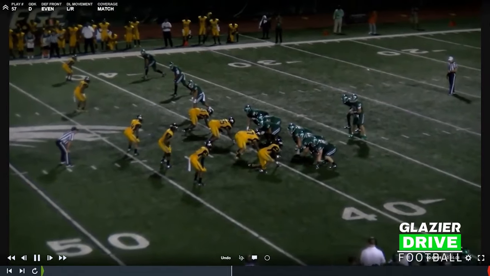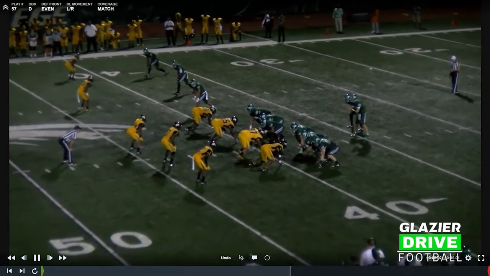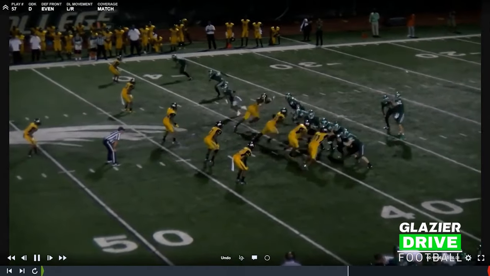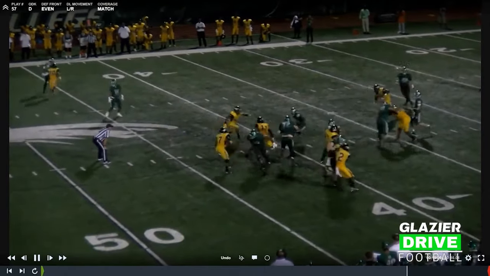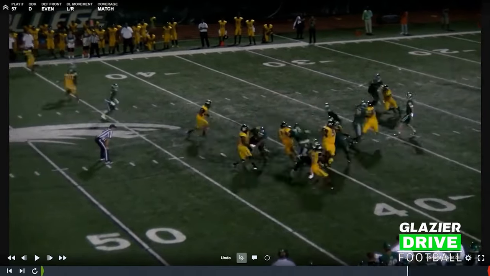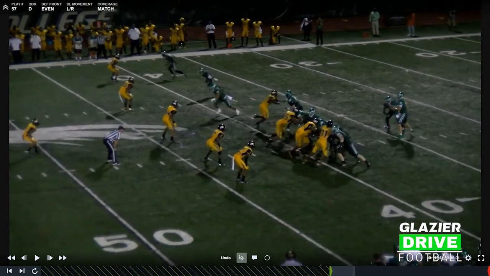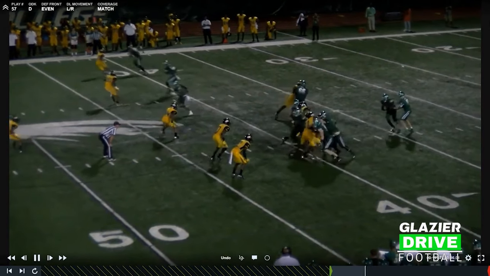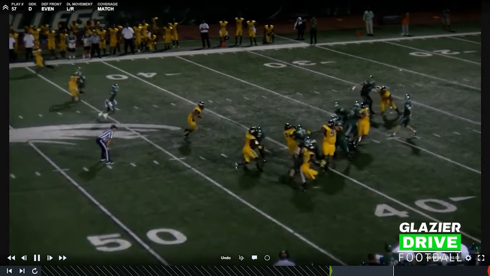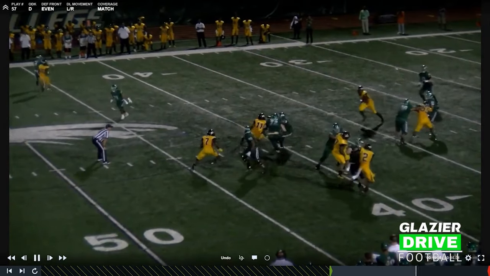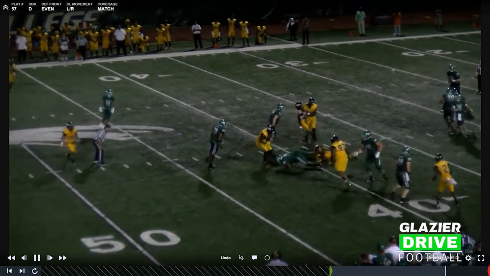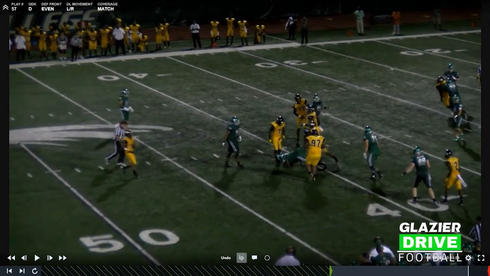All right, we got a Larry or a Robert here. So that's a great job here by one of our interior linemen. Flat step, gets across that guy's face, gets vertical, makes the running back cut back, and now our Will is right there to make the play.